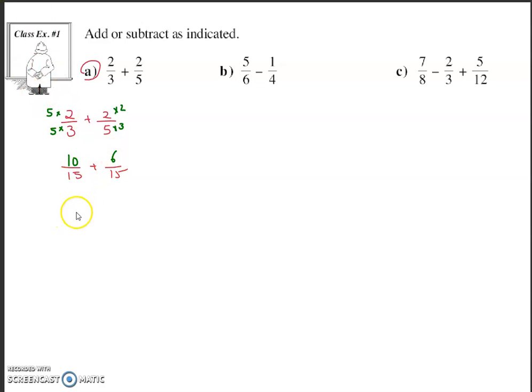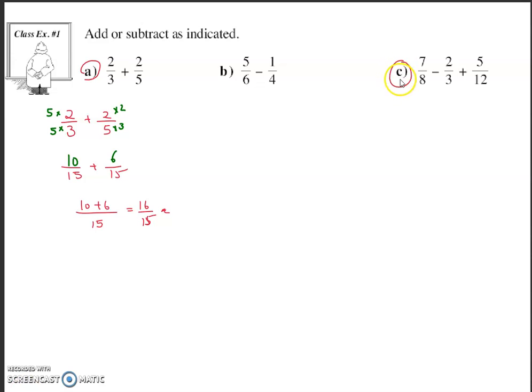So the next step is you would make the common denominator 15. 10 plus 6, the answer is 16 over 15. And the last thing you want to do is make sure you can reduce it further, which it can't, so this is the final answer.